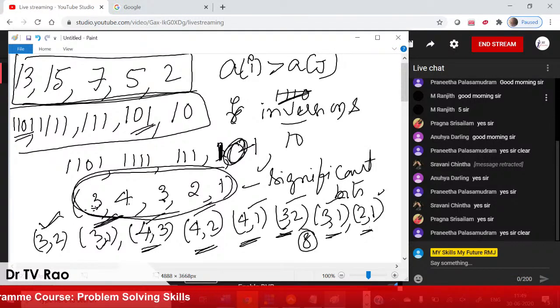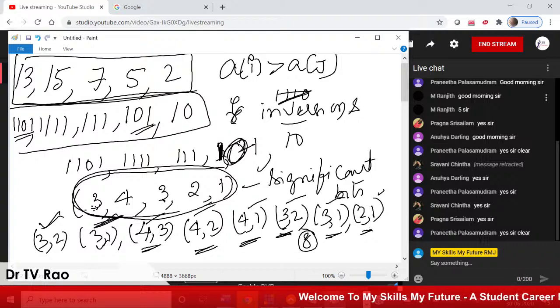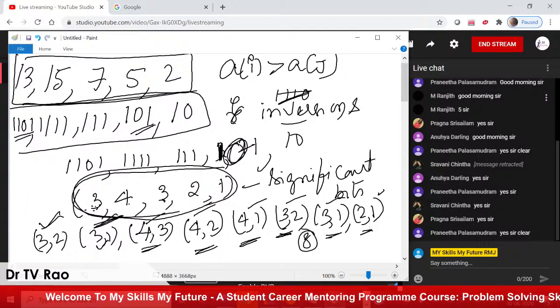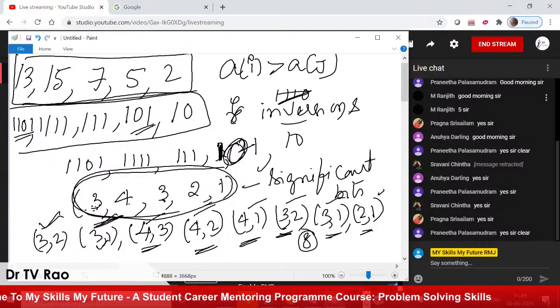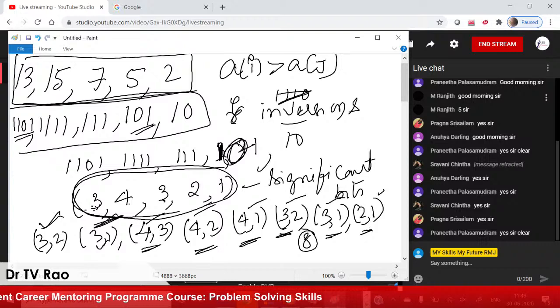Pragna, Pranita, Shravani, Anuhya, Ranjit, is this clear? Did you understand what to do? So please respond.